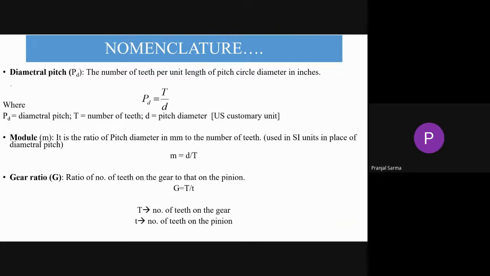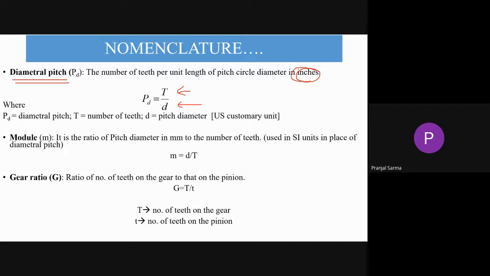Now there is another word known as the diametral pitch, Pd. This is nothing but the number of teeth per unit length of pitch circle diameter, but this is in inches. Generally, in our country, we don't follow the inch system. So in place of diametral pitch, we'll basically be following the module. Pd is t by d, that gives you the diametral pitch. Sometimes some value of diametral pitch might be given, but in general, we don't follow it. Here t is the number of teeth, and d is the pitch diameter.